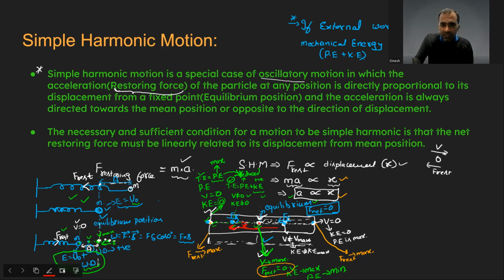Displacement is in this direction at this point, but force is in the opposite direction. Force and displacement, they are always opposite. The reason is force always acts towards the equilibrium. Displacement is always measured from equilibrium. So direction of displacement and force are always opposite to each other. Is this point clear?